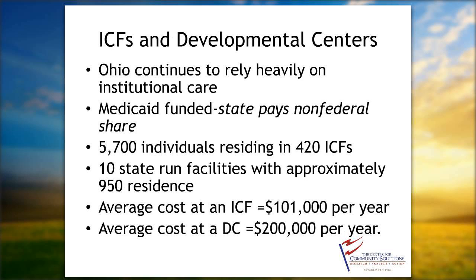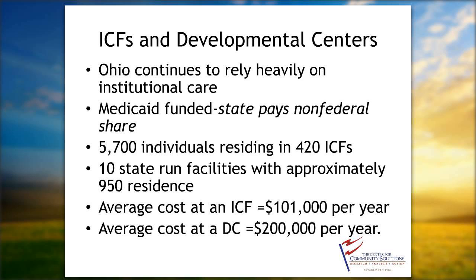Okay, let's talk a little bit more in depth about services, and we'll start with residential services and supports. Ohio continues to rely on institutional care to serve individuals with developmental disabilities, and of particular importance, we rely more heavily on large institutions than many other states. These institutions are called ICFs, or Intermediate Care Facilities. ICFs can be privately owned and operated. They could be operated by a board or by the state itself.